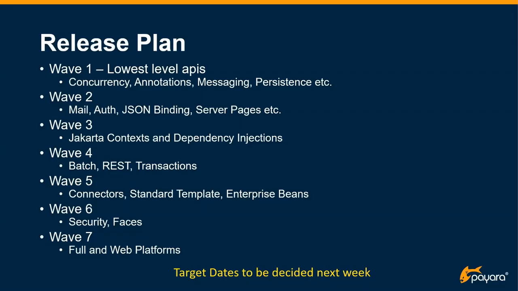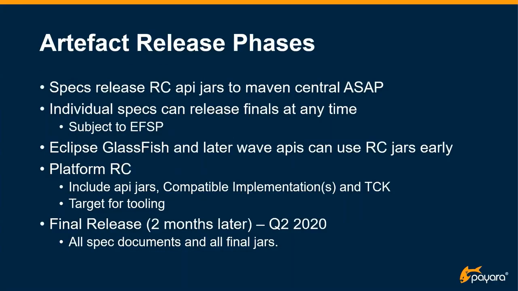Finally, in wave 7, we'll put out the full and web platform specifications, as they obviously reference all the lower level ones. So when it comes to API jars, we're going to try and get those out earlier than suggested from the wave diagram. When I say artifact, I'm talking about jar files, really, for most people. So we're going to release RC, release candidate API jars, as soon as possible into Maven Central, without going through the full spec process and everything.